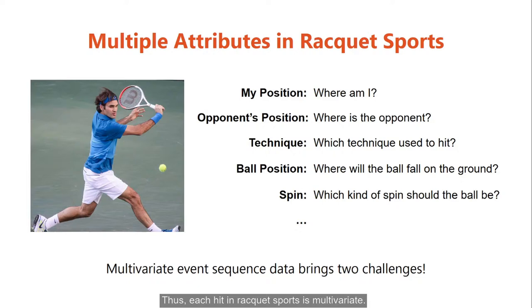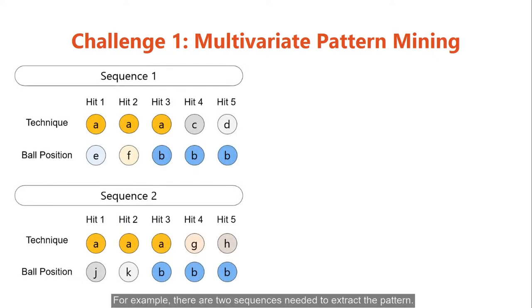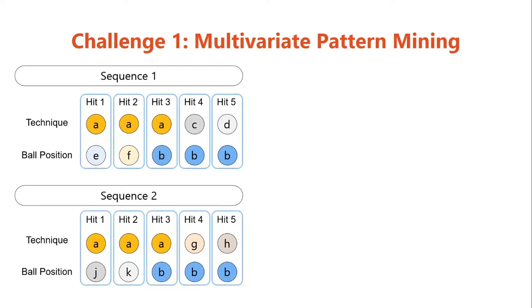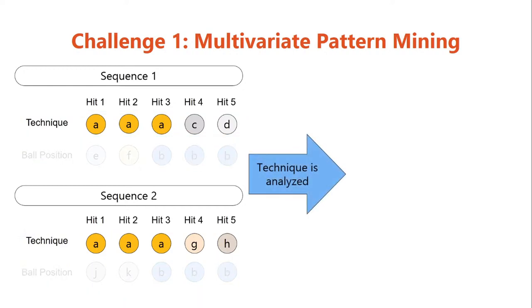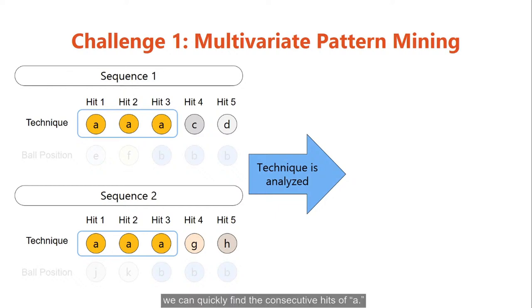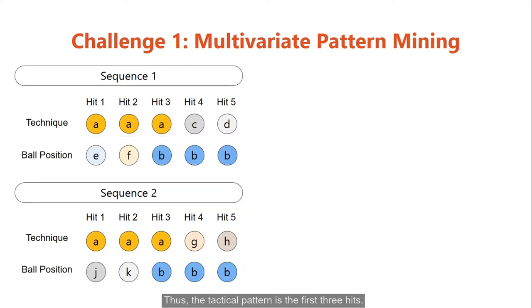The multivariate data brings two challenges. First, it is challenging to design a multivariate pattern mining algorithm. For example, there are two sequences needed to extract the pattern. Each sequence includes five hits, and we consider two attributes, namely the technique used to hit and the position of the ball. When domain experts want to focus on the technique, we can quickly find the consecutive hits of A. Thus, the technical pattern is the first three hits.